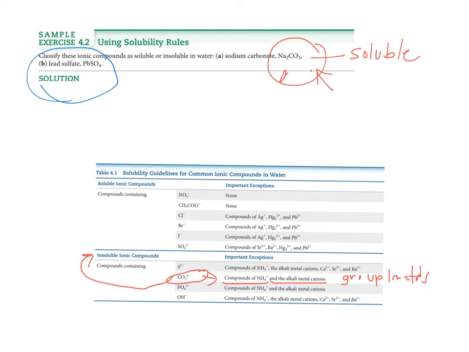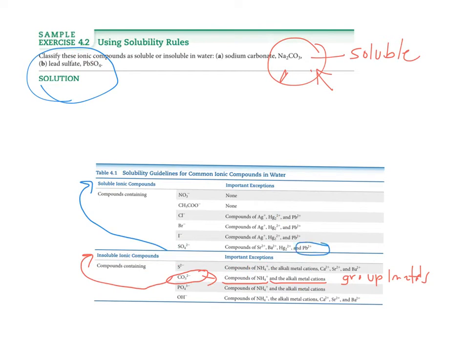Let's look at lead sulfate. I'm going to look for lead or sulfate down here. Where do I see lead or sulfate? Well, I see lead here. Okay, so lead's an exception. And I see sulfate here. So sulfate is going to be soluble, but I have to check the exceptions to see if lead is there, because if lead sulfate is an exception, then it will be insoluble, and I do see it here.